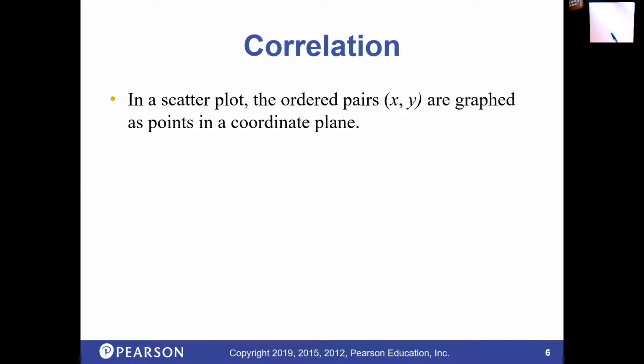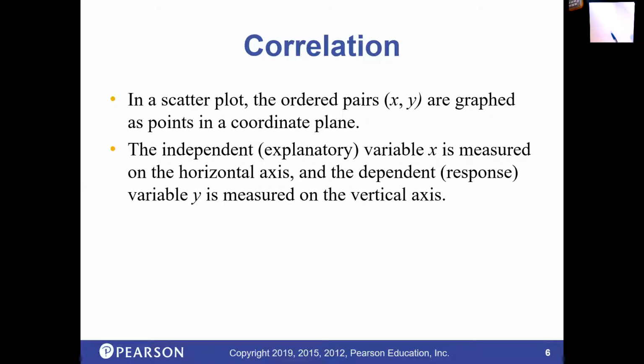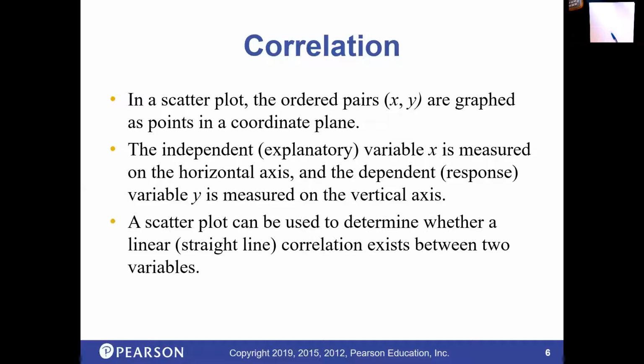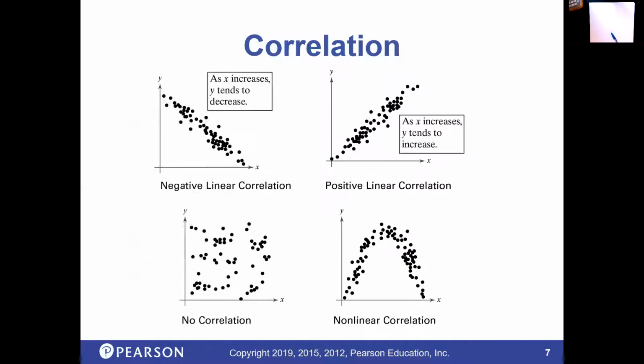So we're going to examine a scatter plot of ordered pairs x and y, and look at the shape to see if there is some kind of linear relationship. Here are some examples. In this first example, the data follows a line pattern, and the data is decreasing. So we call this negative linear correlation.